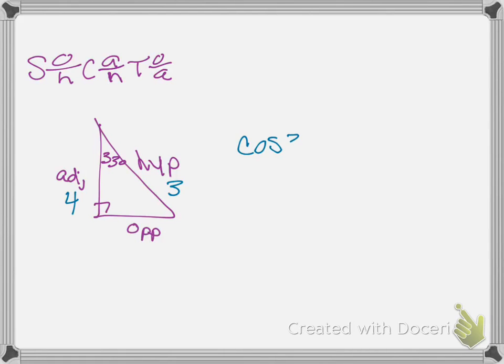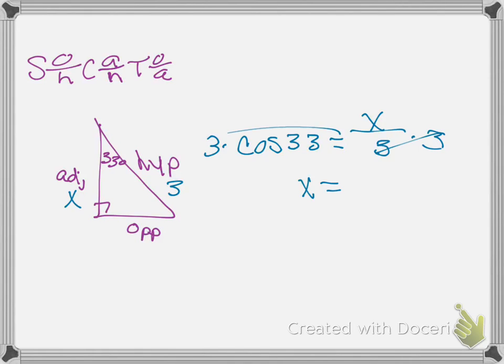So I would want to do cosine 33 equals, actually let's make one of them a variable. Sorry, doesn't make sense if I have everything known. Cosine 33 equals x over 3. Multiply by 3 to solve for x. Type that in your calculator, see what you get. Okay? And so on and so on.